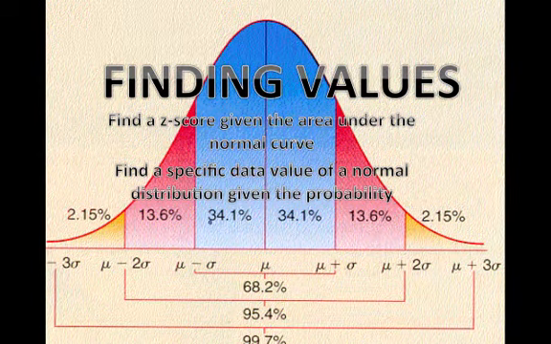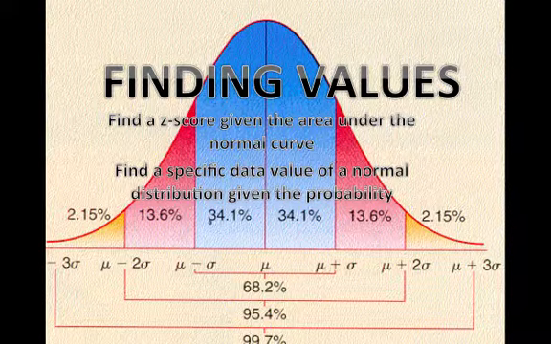Okay, this video covers finding values under the normal curve, and we have a lot to cover in this video. We're going to find a z-score given the area under the normal curve, and we're going to find specific data values of a normal distribution given the probability.